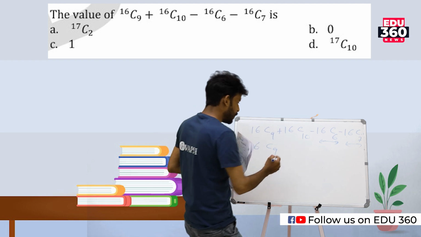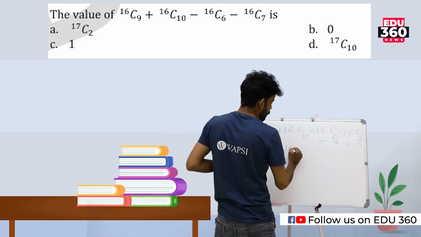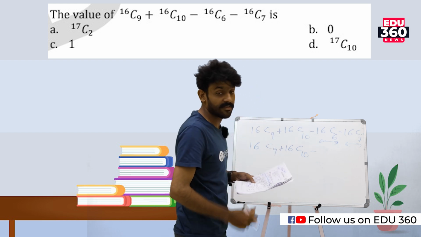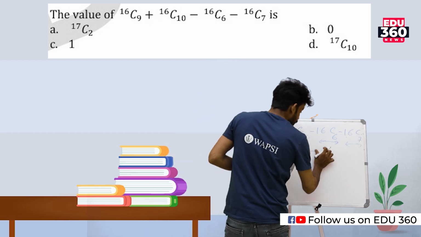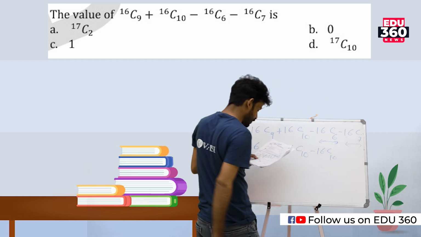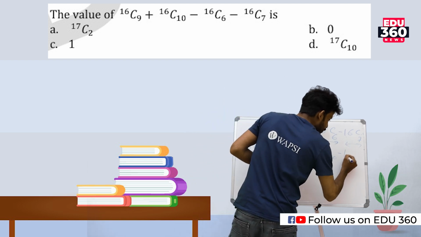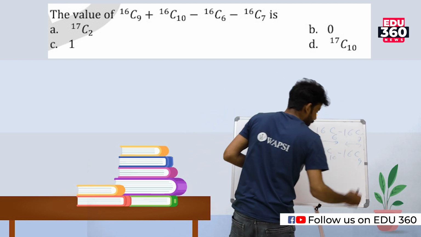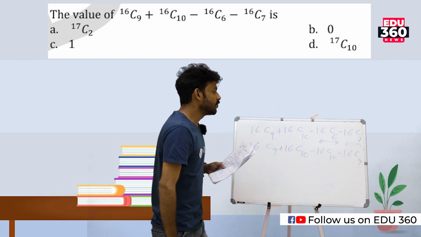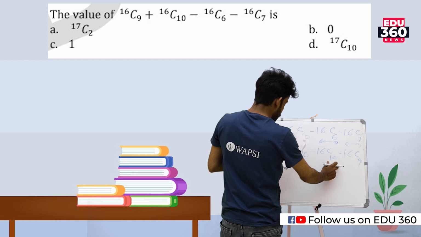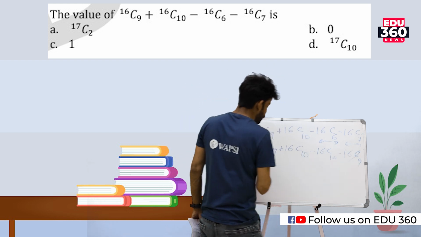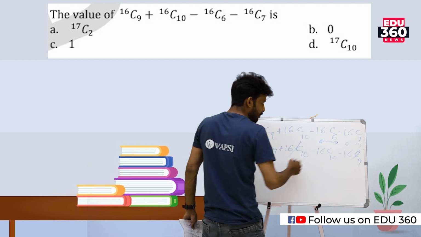16C9 plus, no change in the first two terms, 16C10 minus 16C6. The value means 16C10 minus 16C9. Okay, because we already found the value of these two in the previous step. So 16C10 minus 16C9. Now look at here, 16C9. This is plus and this is minus, cancel. Yes, so this will cancel.